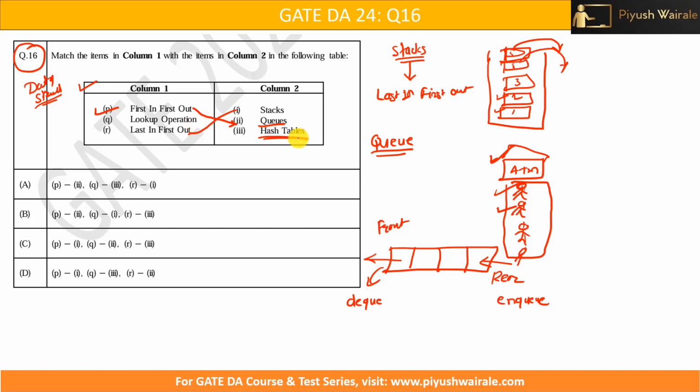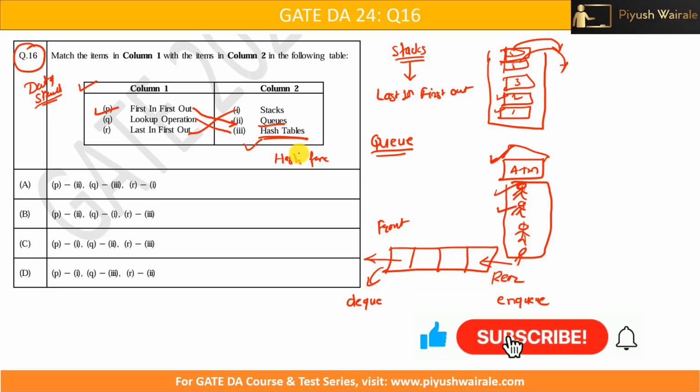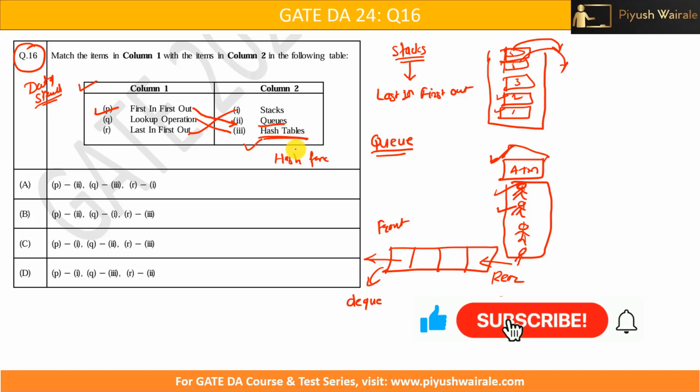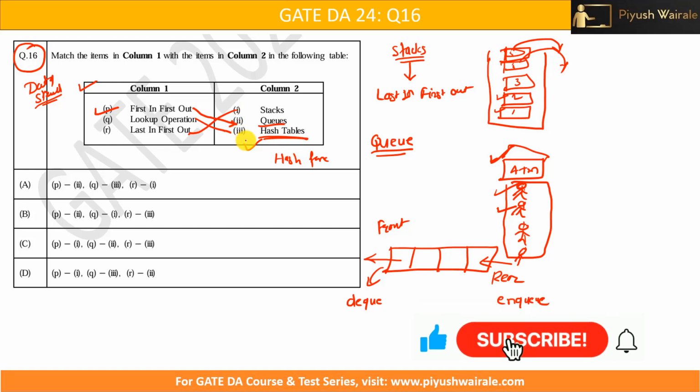Now what about hash tables? If I know what a stack is and what a queue is, I can directly match this lookup operation with the hash table. But what is a hash table? In a hash table, we have some hash function. We generate a hash value by using the hash function, and we store the data at that position according to the value that we have got from the hash function. And then we can apply a lookup operation for that element. So this is what a hash table is.